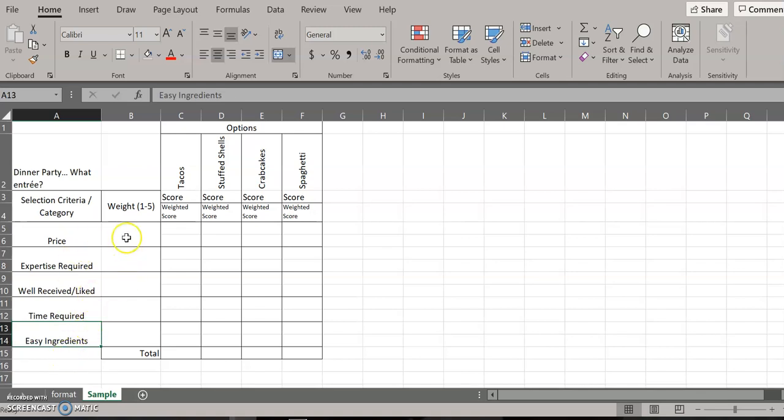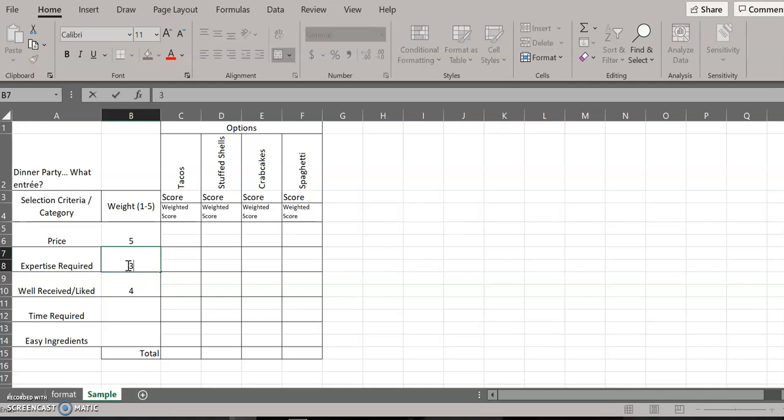So the first thing that we're going to do is put our weights in. As far as price, I think that is definitely very important, so I'm going to put that in as a 5. I think that well received, liked should definitely be up there too. That should be a 4. I think that expertise required is probably a 3, that way you don't have to get extra help. Time required, I'm going to say that's a 2. And actually, I'll say that's a 1. And then easy ingredients, that's a 2.